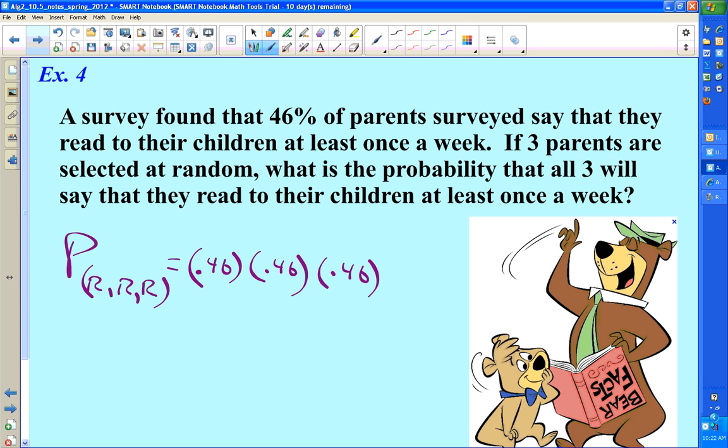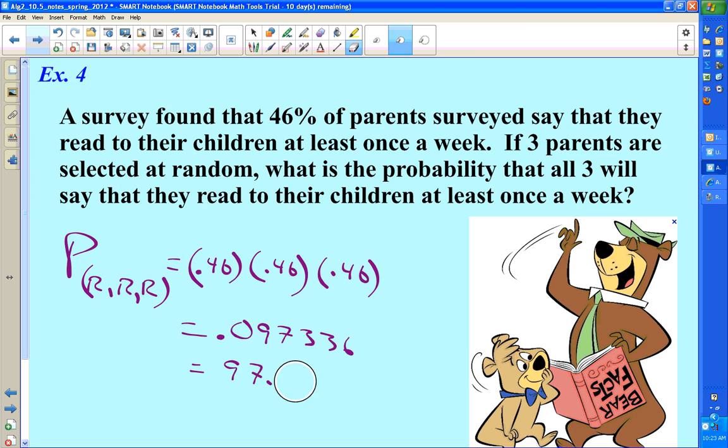Now we want the answer. If you want to tell me the answer. All right. It's 0.097. 0.0973, 0.09736, and that's it. So that would be a 9.736% chance. Oh, 9.7. Got it.